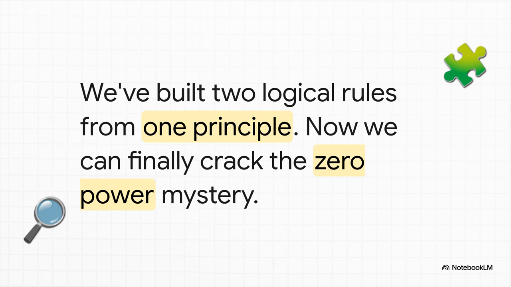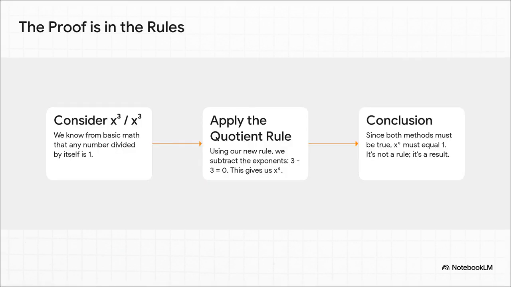Okay, this is it. This is the moment we've been building up to. We've just built 2 totally logical rules from one single simple idea. And with these tools, we are finally ready to crack that zero power mystery. Okay, let's walk through this together step by step. Let's think about x cubed divided by x cubed. On one hand, from basic math, we know that any number divided by itself is always 1, period.